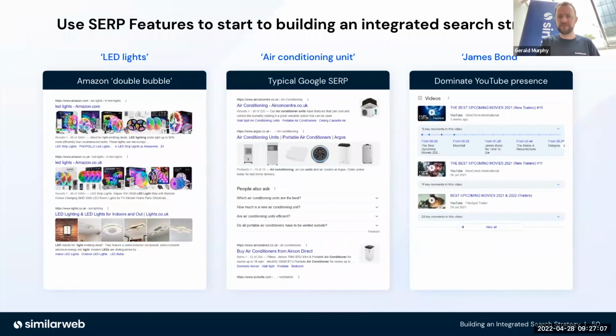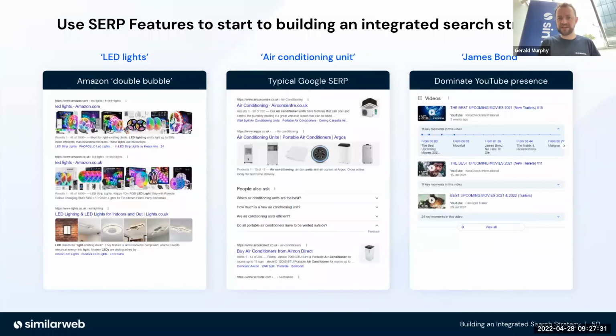So when people, for example, do a search in the United Kingdom for LED lights, you'll see that Amazon appears here twice. And actually the other results are all e-commerce websites. This would suggest that when you see Amazon double bubbles, we would maybe want to consider having an Amazon specific strategy. In this case, if we sold LED lights, we would want to potentially look at Amazon and sell our LED lights on that as an engine.